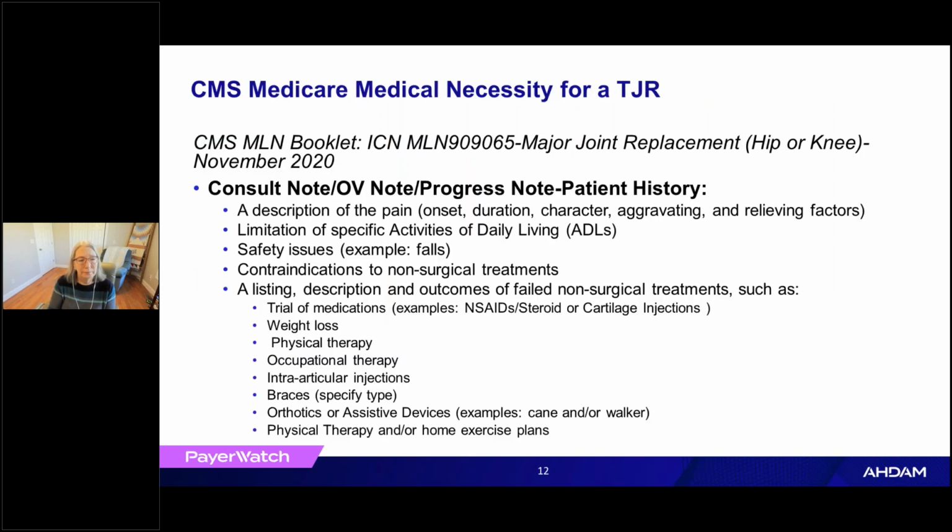So now let's move on to CMS guidance. CMS created an MLN dated 2020, which is the most current synopsis of the CMS guidance that we have available to us. The consult note provided by the orthopedic surgeon needs to be a very detailed description of the timeline of the patient's advancing joint disease.